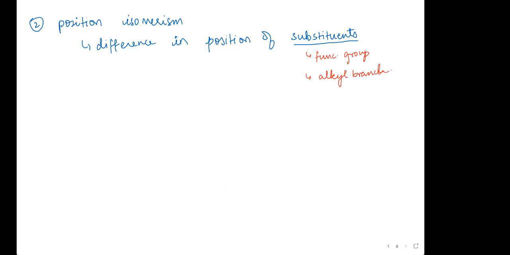Pretty easy. If you write down the IUPAC name and the difference that you get is in the prefix part of it, then that is position isomerism. The most simple example that I can take is alcohols. Let's say CH3, CH2, CH2OH versus CH3, CHOH, CH3. So what will the molecular formula be in both the cases?